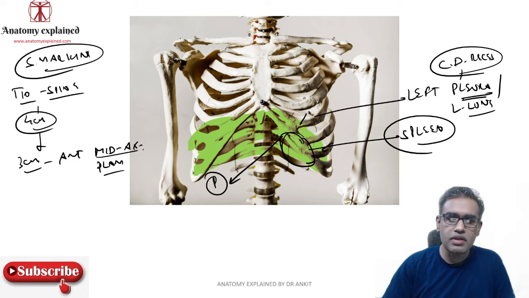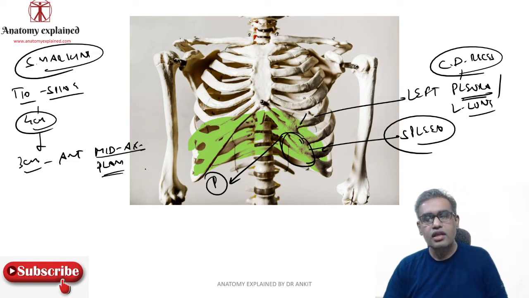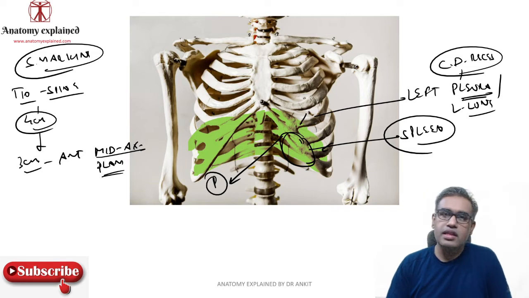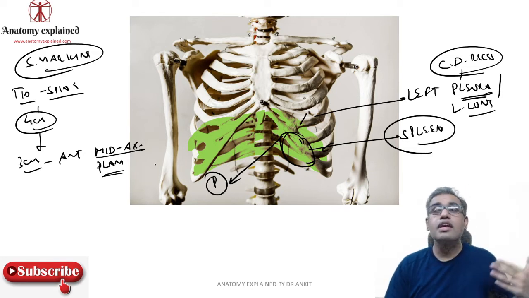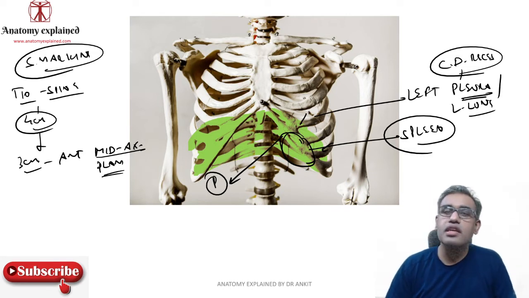Mid axillary plane is what? Between the anterior and the posterior axillary fold. Anterior formed by the pectoralis major, posterior formed by the latissimus dorsi. Somewhere between them you have the mid axillary plane. Spleen goes 3 centimeter in front of it.